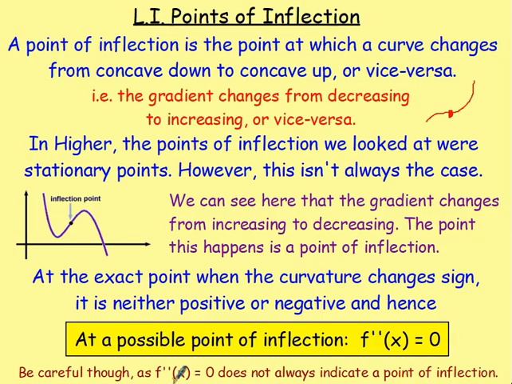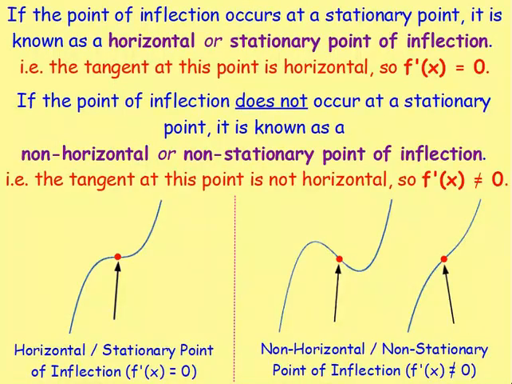However, just because the second derivative does equal 0, it doesn't indicate a point of inflection. You do have to go on and test the concavity. If a point of inflection occurs at a stationary point, then it's known as a stationary point of inflection, such as this. You can see there's your point of inflection. The gradient is changing from decreasing to suddenly increasing, and because it's suddenly flat, because that's a stationary point, it's a stationary or horizontal point of inflection, and the first derivative would equal 0.